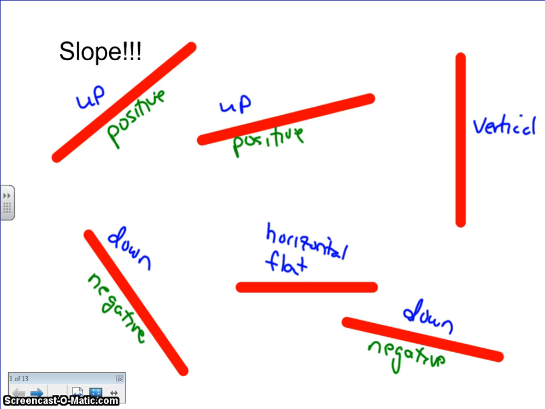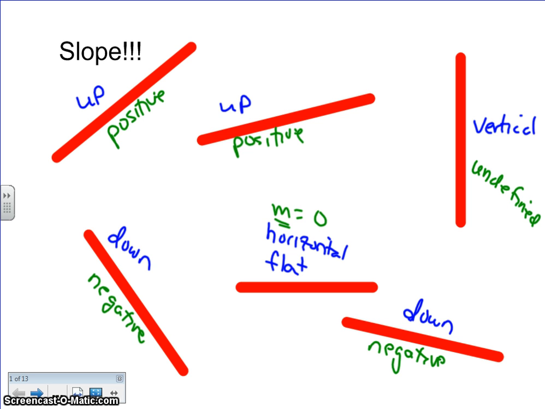The one that's going neither up nor down has a slope of 0. M is the symbol for slope. Got a slope of 0. And the one that is going straight up and down, vertical, is said to have a slope that is undefined. We'll come back and check and make sure you memorize those later on.